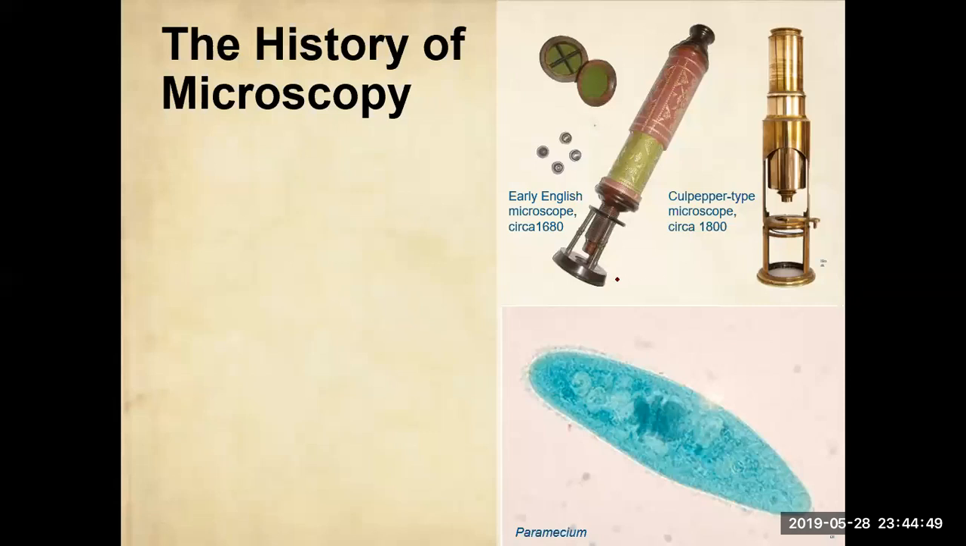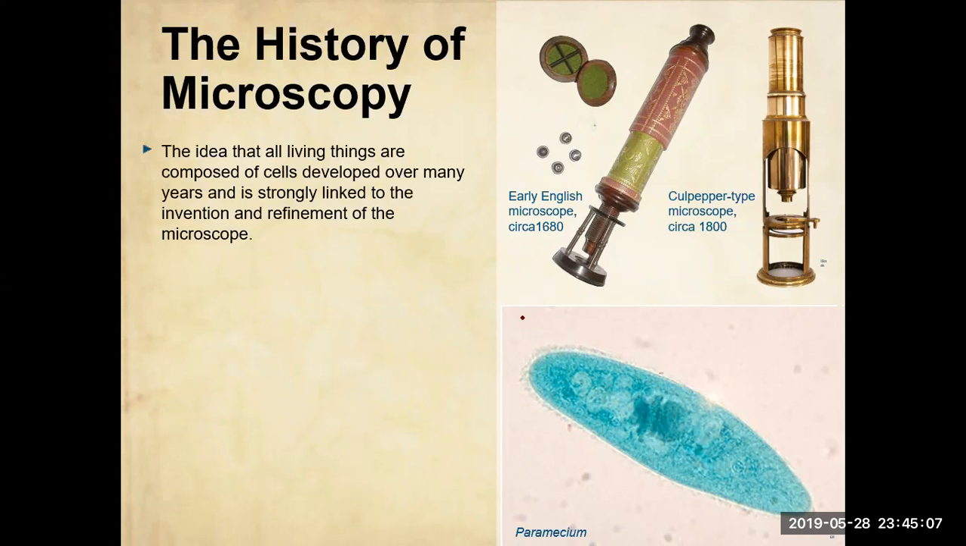About the history of microscopy, you can see that there are different types of microscopes here. One was an early English microscope from 1680, and the other one was made in 1800. The idea that all living things are composed of cells developed over many years and is strongly linked to the invention and refinement of the microscope.